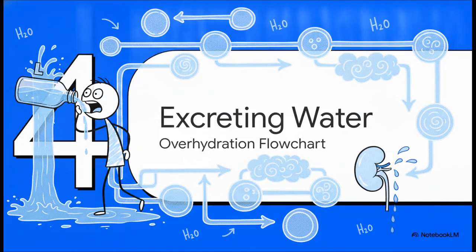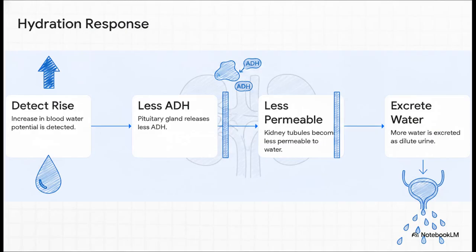All right, Section 4, Scenario 2. Excreting water, the overhydration flowchart. So, let's flip the variables entirely. What happens if you sit down and just chug a full liter of water in like 5 minutes? Well, your blood suddenly becomes highly diluted.